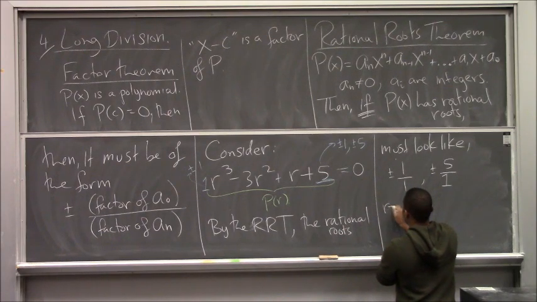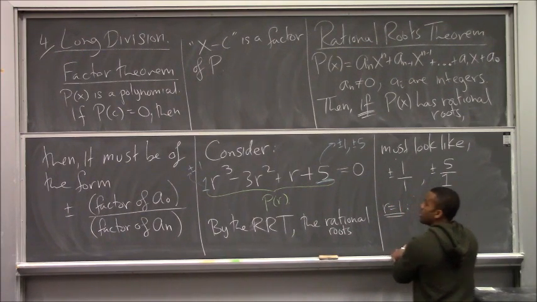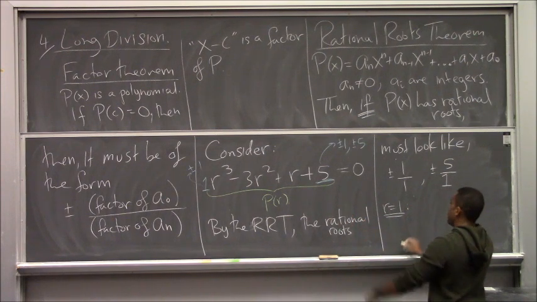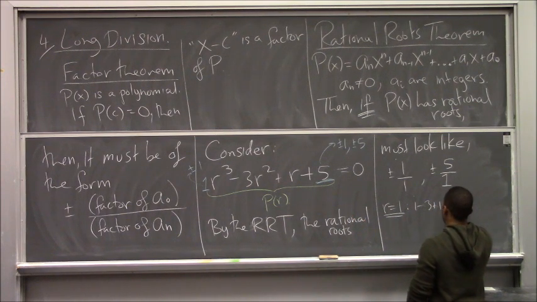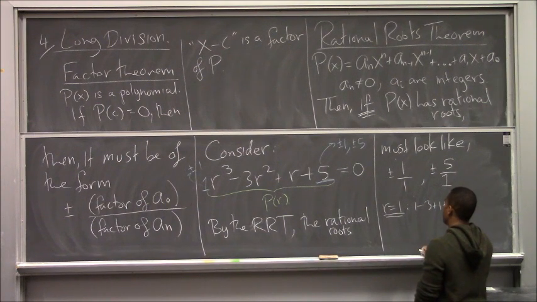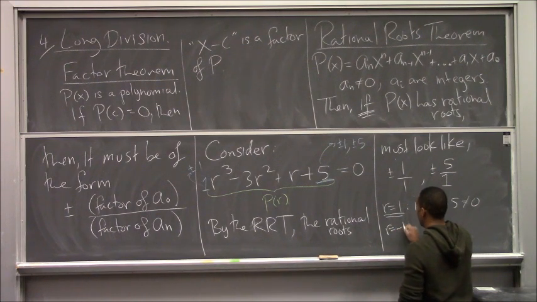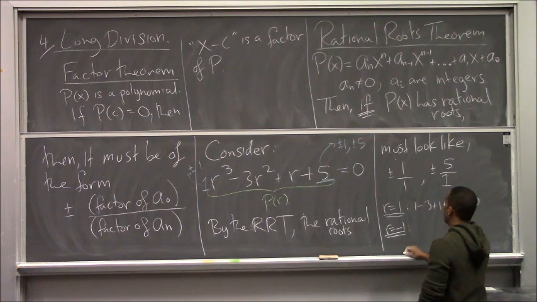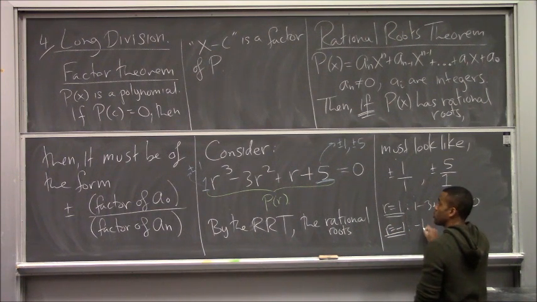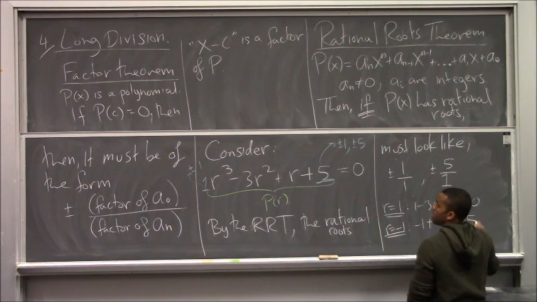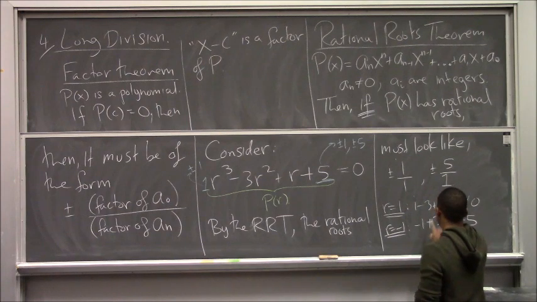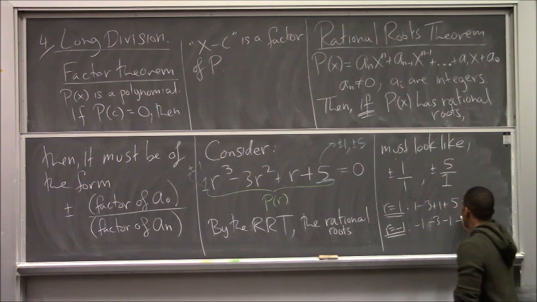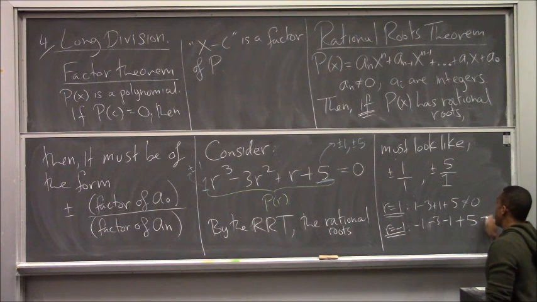So I would check. Let's say r equals 1. Plug in r equals 1 here. What you would get is 1 minus 3 plus 1 plus 5. Is that 0? No. That's not 0, so we don't care. We go to the next one. Minus 1. Plug in minus 1. You get minus 1 plus 3 minus 1 plus 5. That's 0. That actually gets you 0.